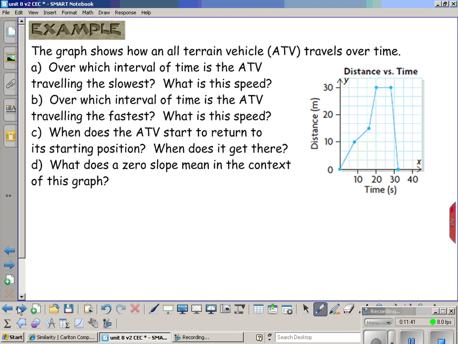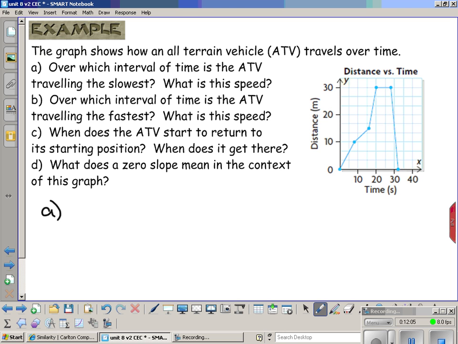All right, in this example, we are given a graph that compares distance and time. It's showing how an all-terrain vehicle travels over time. Over which interval of time is the ATV traveling the slowest, and what is the speed? Well, if we look here, distance over time. So speed is distance divided by time.